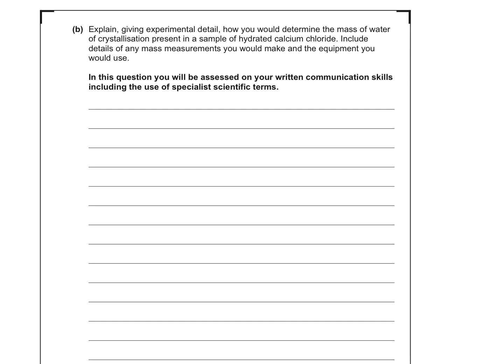Now in this question, we're having to work out the mass of water for crystallization. So basically what we're trying to do here is just heat the hydrated calcium chloride until there's no more water for crystallization left. And if we work out that difference, that'll be equal to the mass of water for crystallization.